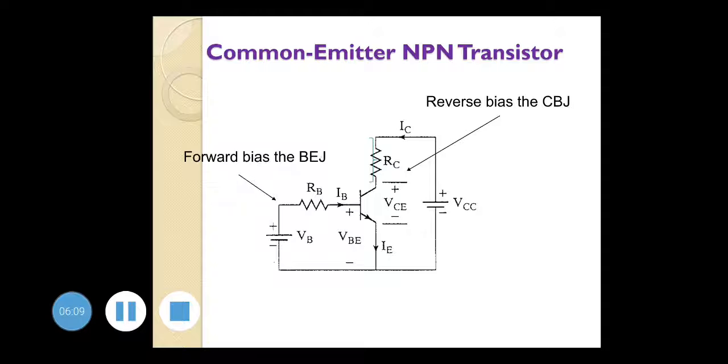Now the voltage source is VBB. It is written here as VB, but this is VBB. Then the voltages which will be developed across the transistor, input and output, are mentioned here. You can see VBE is the input voltage and VCE is the output voltage which will be developed across the transistor when the current starts flowing through the transistor.